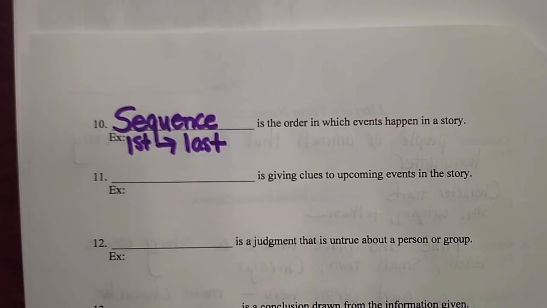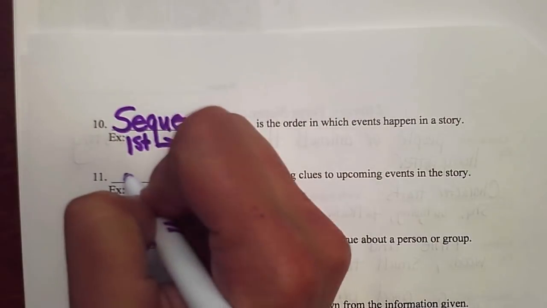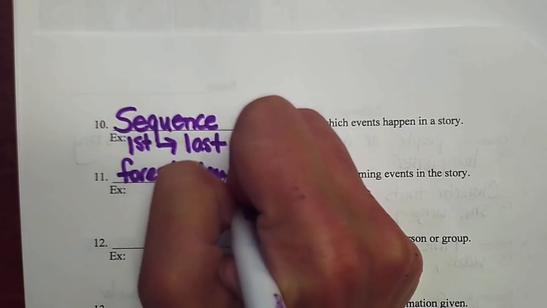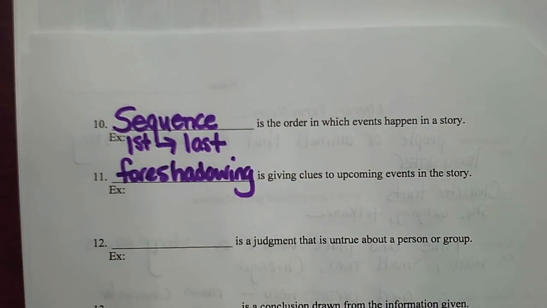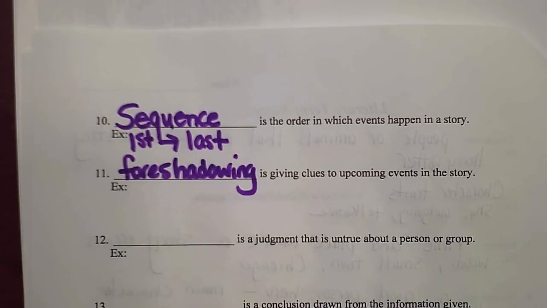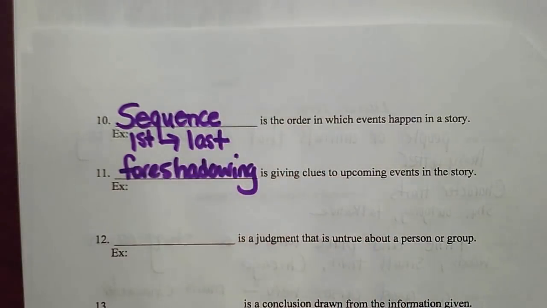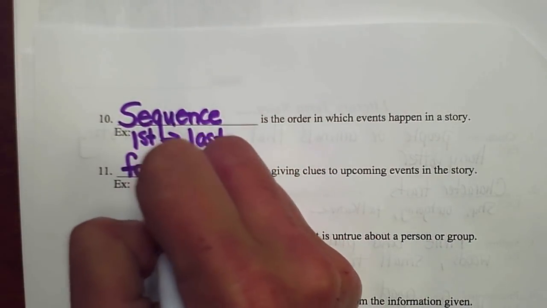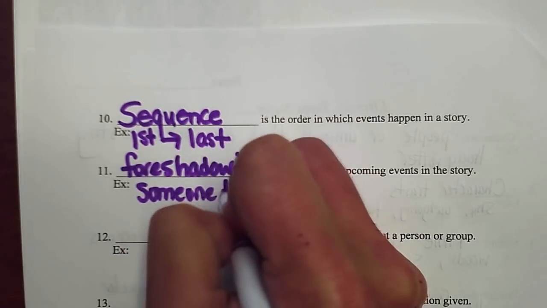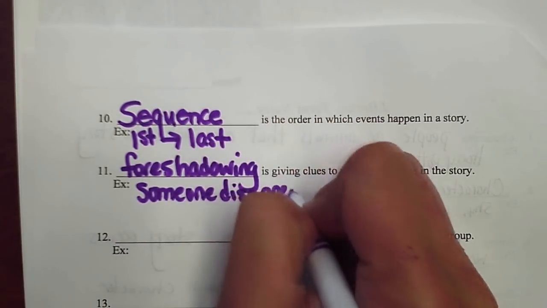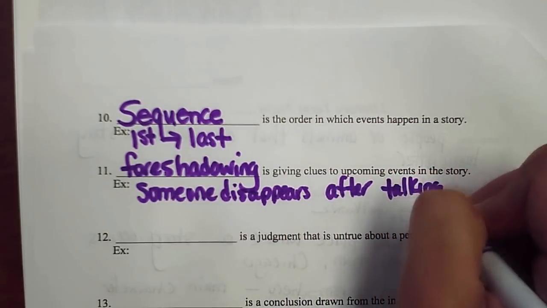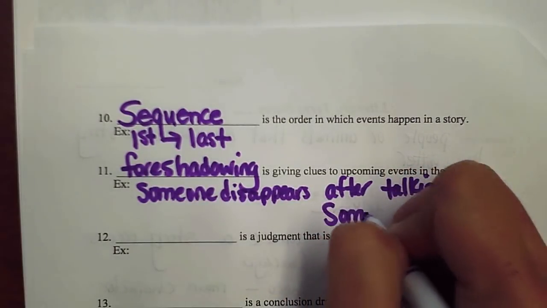Number 11, blank is giving clues to upcoming events in the story. We're going to call that foreshadowing. Foreshadowing would be an example like someone talks to someone and then that person disappears. So the last person they talk to would be a clue that maybe they know where that person went or what might have happened to them. So I'm going to put someone disappears after talking to someone.